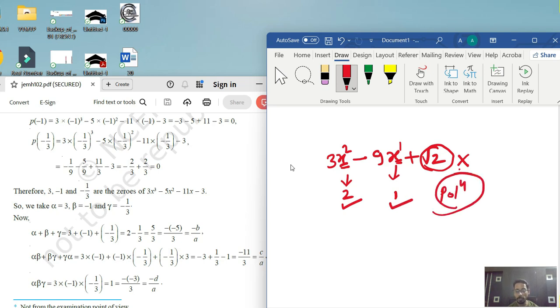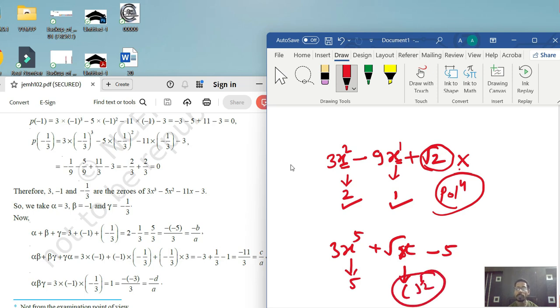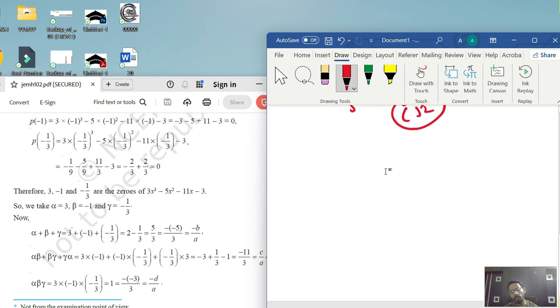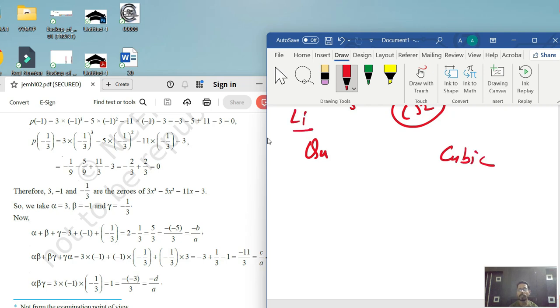Okay, but suppose if the question is 3 into x to the power 5 plus root x minus 5. So here the power is 5, but here root x means the power is 1 by 2. So 1 by 2 is not a whole number, so it will not be the polynomial. So it was the concept of class 9th. There might be quadratic polynomial, cubic polynomial, linear polynomial also.